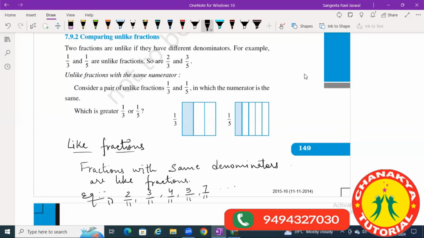And this is one example. Similarly, you can have another example also. You can say 2 by 15, 4 by 15, 8 by 15, 13 by 15. Okay, so these were like fractions. And as the name suggests, there is another fraction that is unlike fraction.